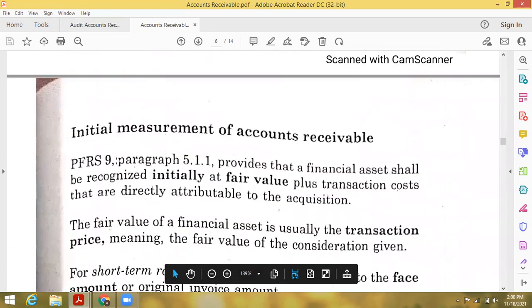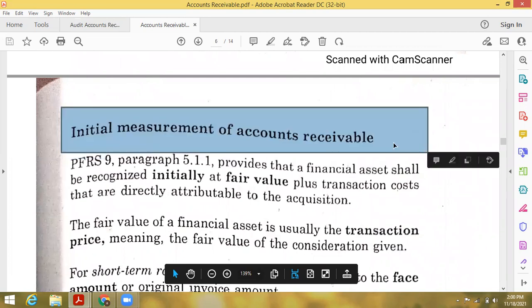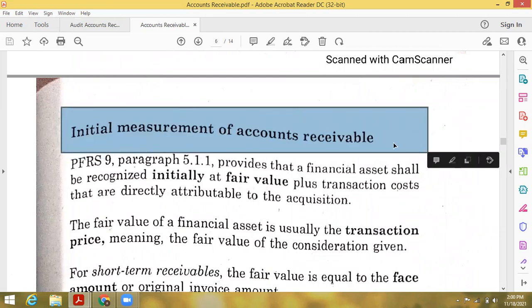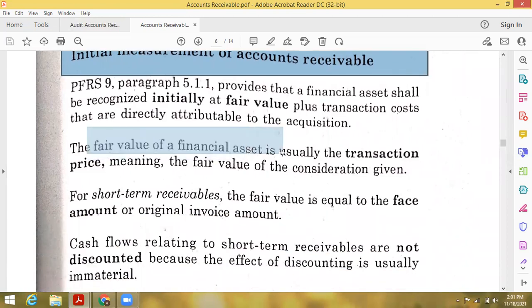Yun. So here, we have initial measurement of accounts receivable. We have, according to the PFRS 9, paragraph 5-1, that financial asset shall be recognized initially at fair value. So, ang receivable pala or lahat ng financial asset should be recognized initially at fair value. Ibig sabihin nun, pag nag-record tayo niyan sa aklat, dapat at fair value. Ang tanong, ano po yung fair value ng financial asset?